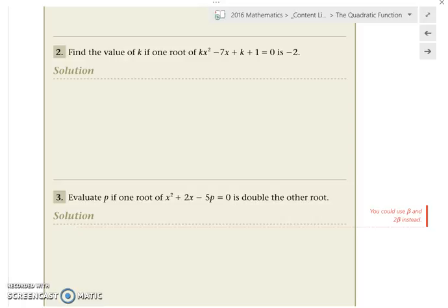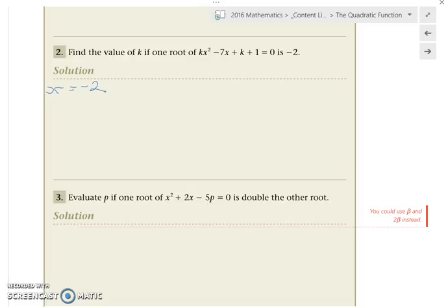Excellent. What do we do with that? Yeah. Excellent. We're going to submarine it in. All right. So we have, that's one of our solutions. That's one of our roots. Cool. So now we're going to put it in there because what are we trying to find? Value of k.